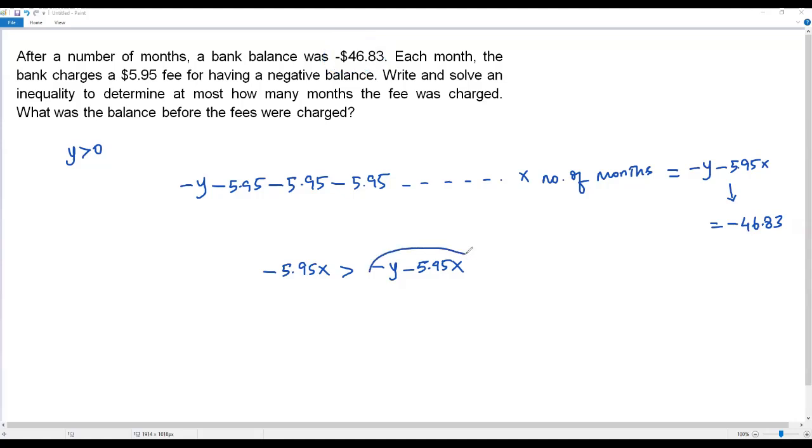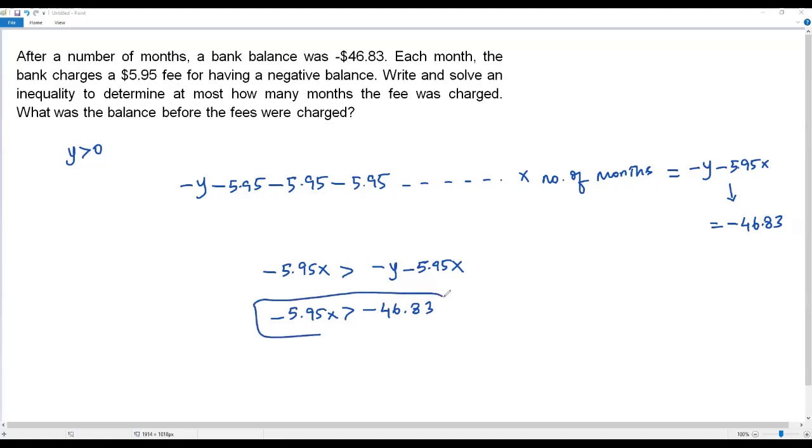So we can replace the expression which represents the bank balance after X months by the given bank balance. Let me write it: 5.95x greater than negative 46.83. So now we have an inequality in just one variable, and we can solve for x. Our aim is to find the value of x, which represents the number of months.